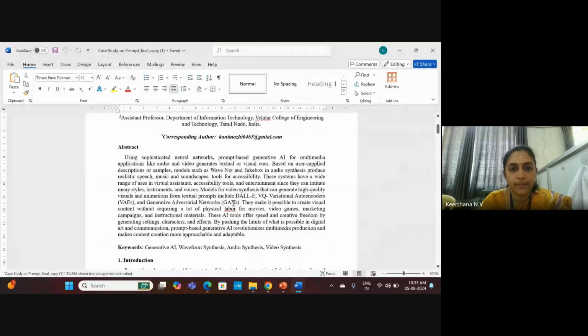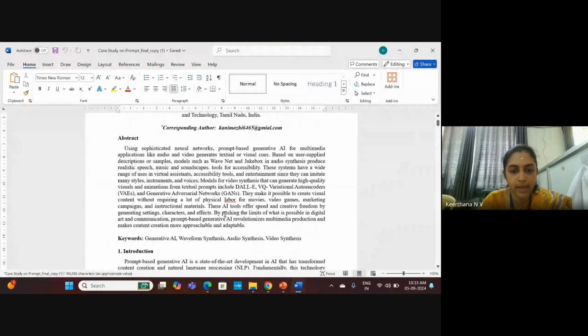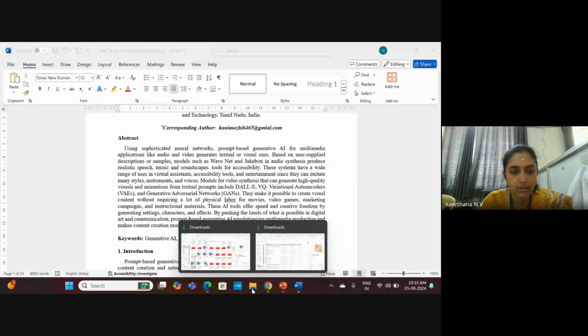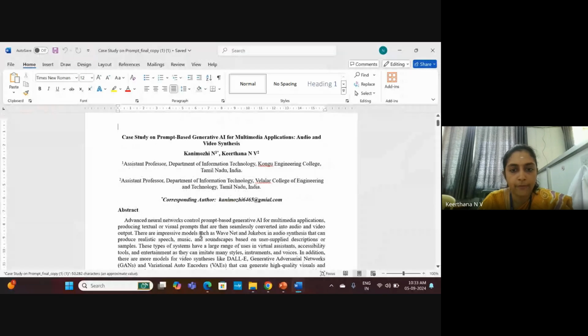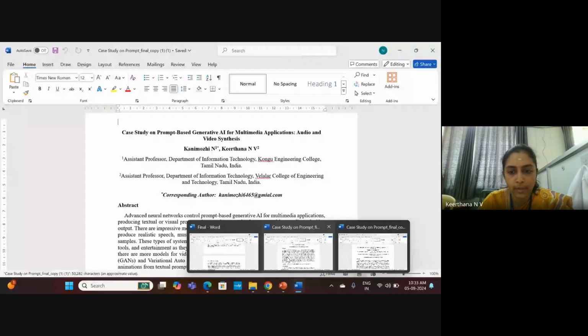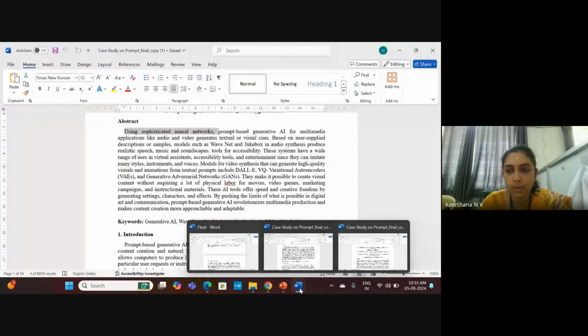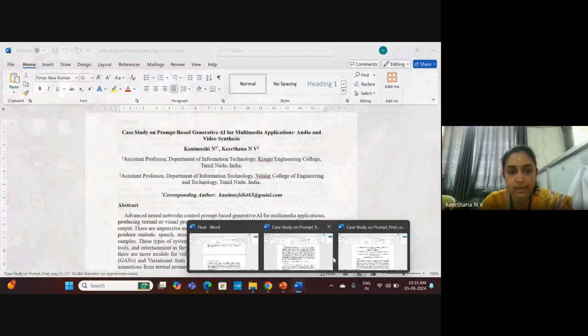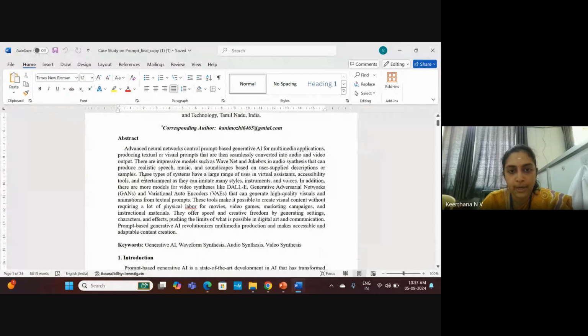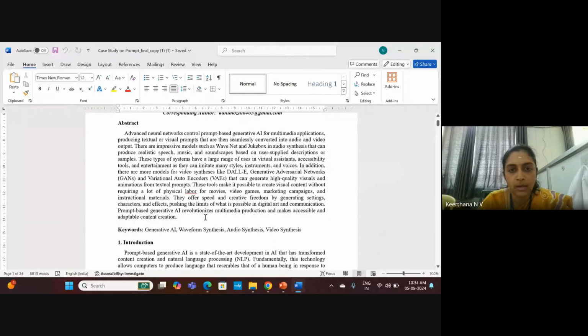See here. So this was before checking the AI plagiarism content. After checking, in this document, the phrase "using sophisticated neural networks" is shown in the AI plagiarism content, right? So this was modified as: advanced neural network control prompt based AI generative for multimedia application. You just modify the content without changing its meaning. If you are writing your own, it will not show plagiarism.